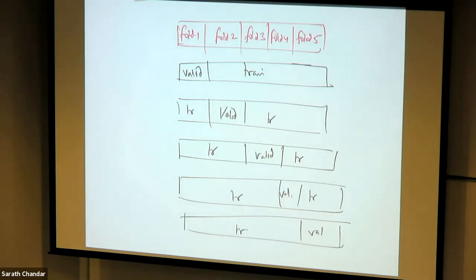Now I can do this whole process for different values of lambda. Whatever value of lambda has the best average performance with k-fold cross-validation, that is my best lambda. Is that clear?